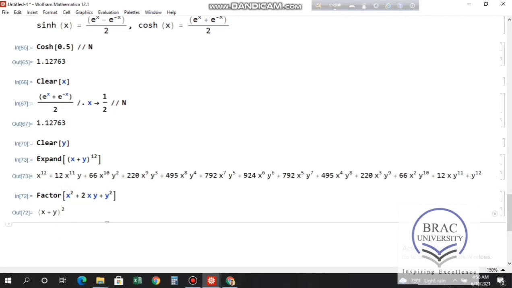Let's just now look at the Simplify function. This function is also important. So let's write Simplify with capital S.